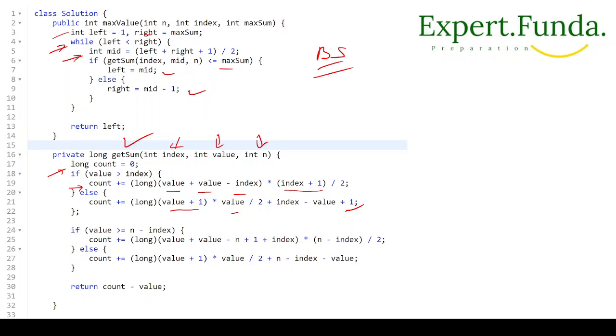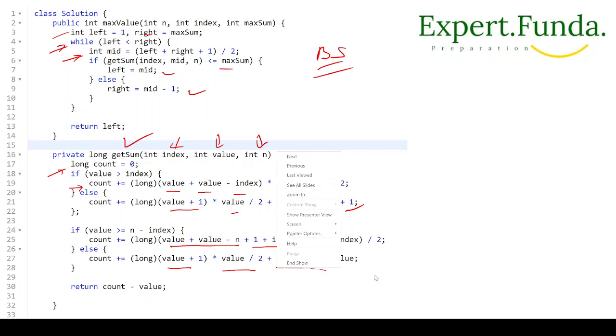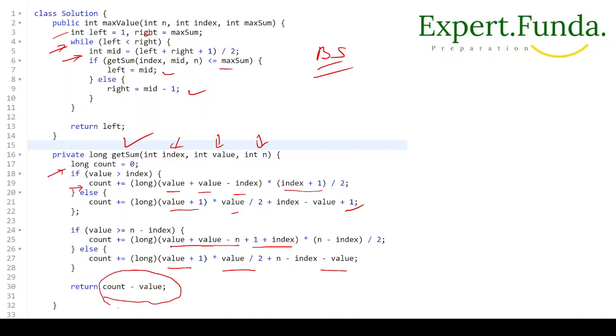Now we'll go with the case where value is greater than n minus index. So we'll take value plus value minus n, times value minus n plus 1, plus index, and we'll take n minus index that we have seen previously. Similarly for this one we'll take value plus 1 into value by 2, and we'll do plus n minus index minus value, and we'll return the sum minus value, because we have already added value each time. So finally it will return the maximum sum.